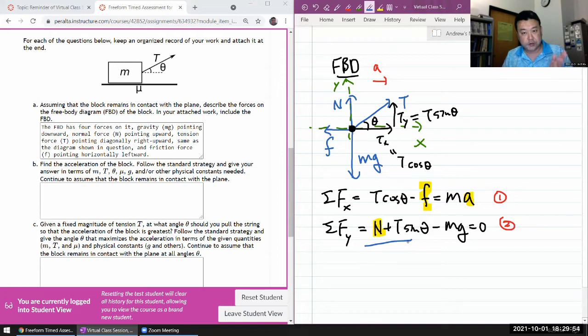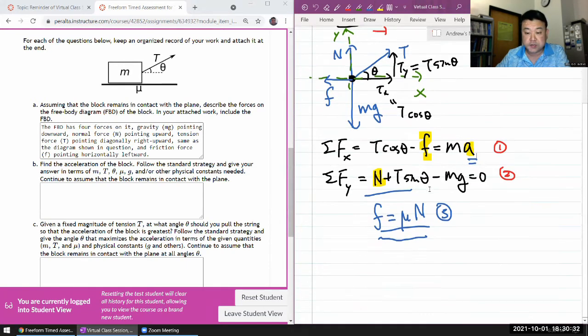And I hope eventually you remember that you have this expression for friction. Friction is given by the friction coefficient times the normal force. So this is your third equation that doesn't introduce any new unknown. Now you can solve. I'm looking for acceleration. Let me use this first to eliminate friction, then I can use equation two to eliminate normal force in the resulting expression.